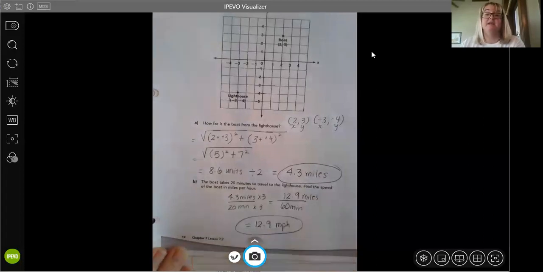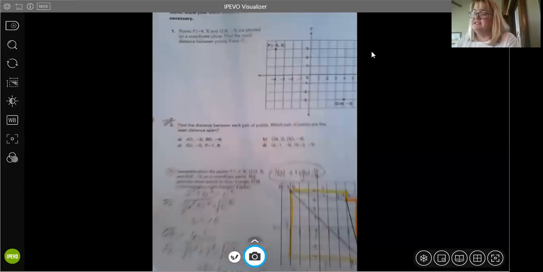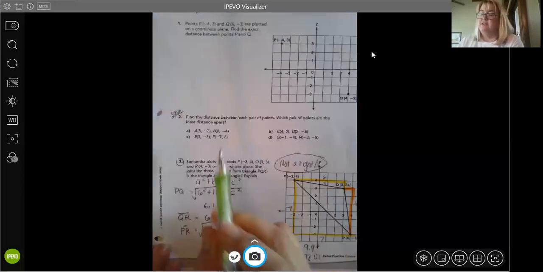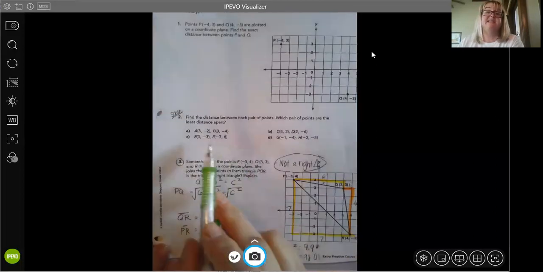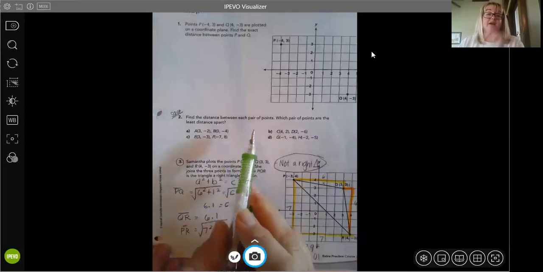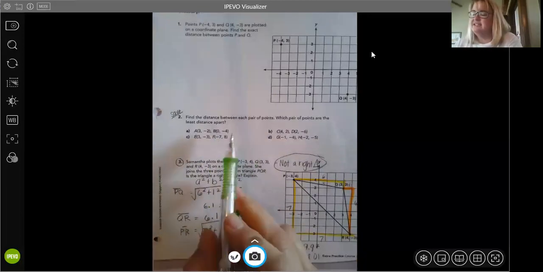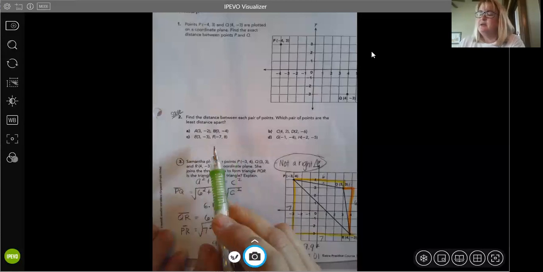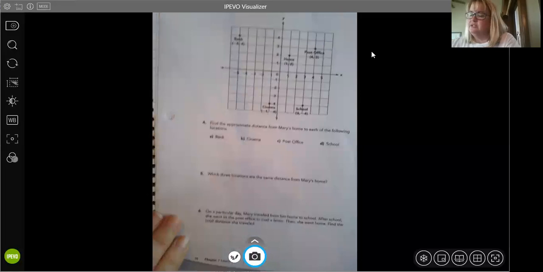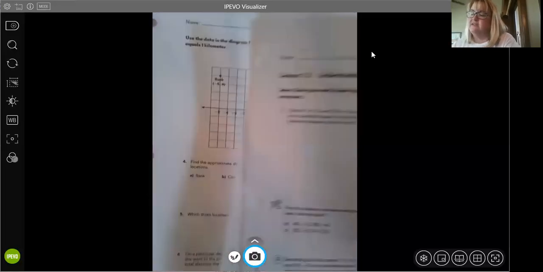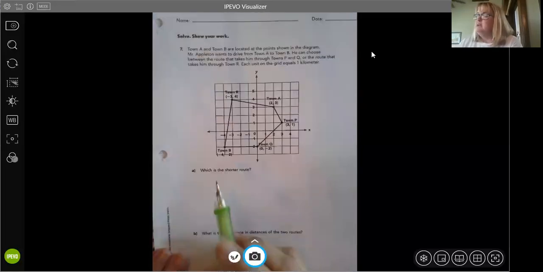There's the speed. All right, class, I would like for you to figure out the distance on the remaining ones on A, B, C, D, and then find which pair of points are the least distant apart. And then I would like for you to do 7. 7 is the other one.